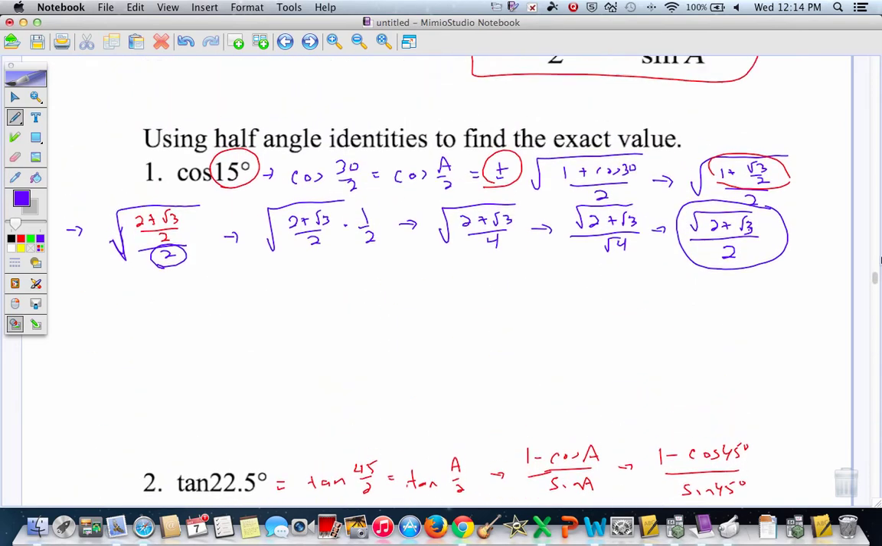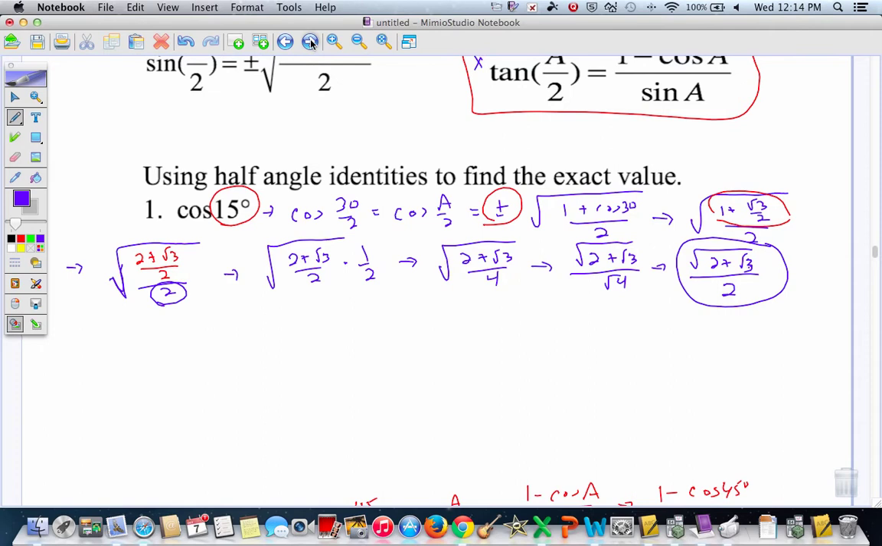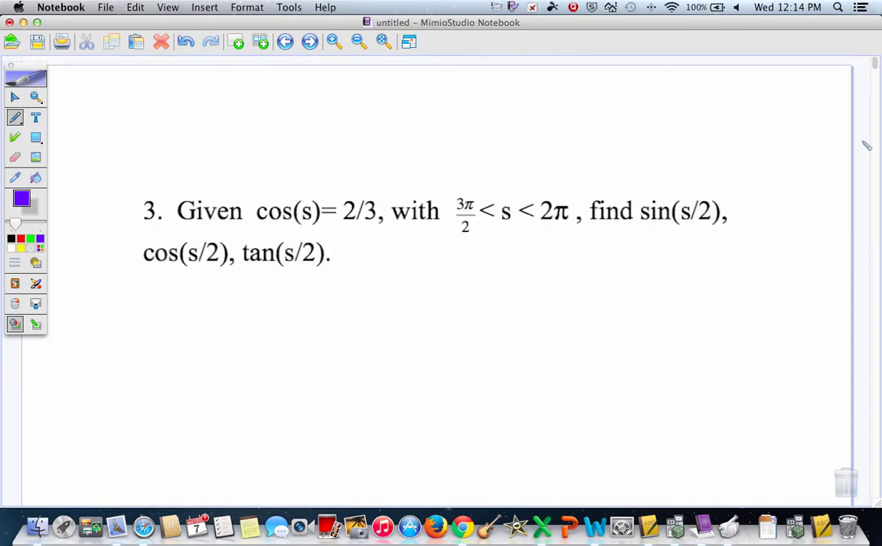There's a quick introduction to each of those two, sine or cosine and tangent. Let's see what's next here.